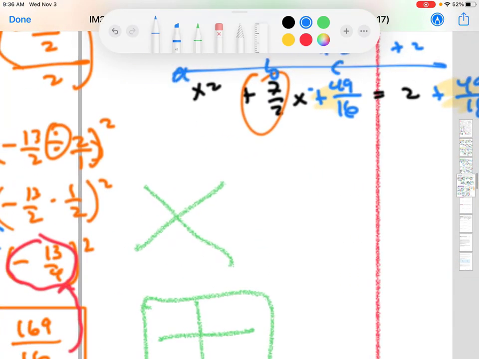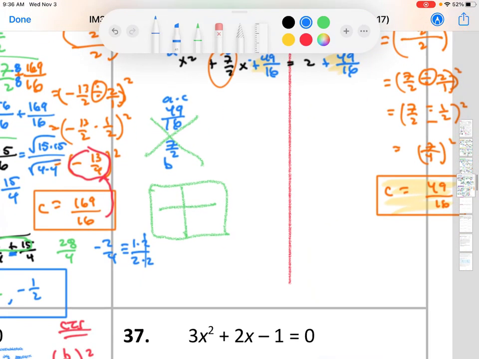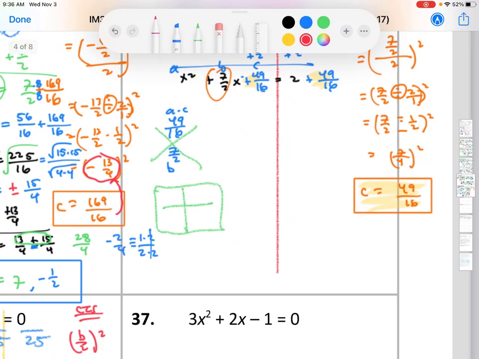So A, B, C. A times C is 49/16. My B value is 7/2. Remember the number you can pick: go from up here, two numbers that multiply to 49/16. 7/4 times 7/4 is 49/16, and 7/4 plus 7/4 gives you 14/4, which reduces to 7/2.